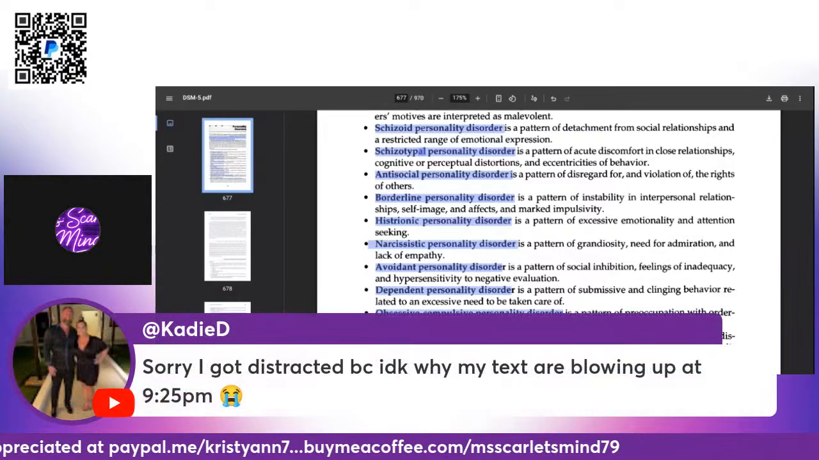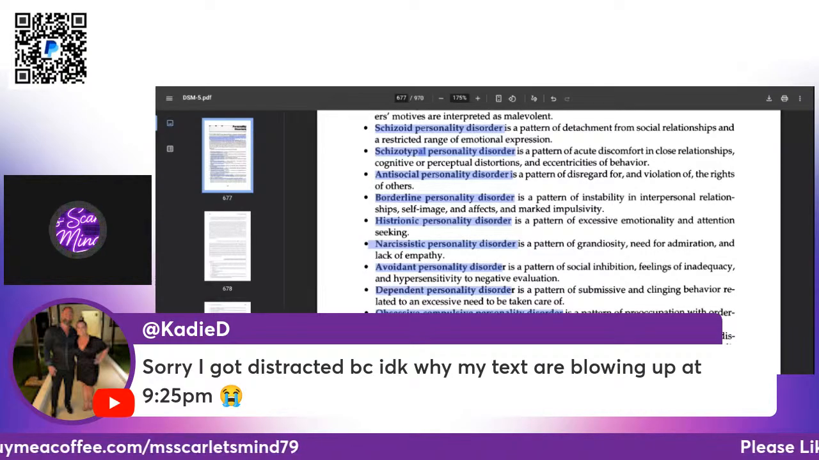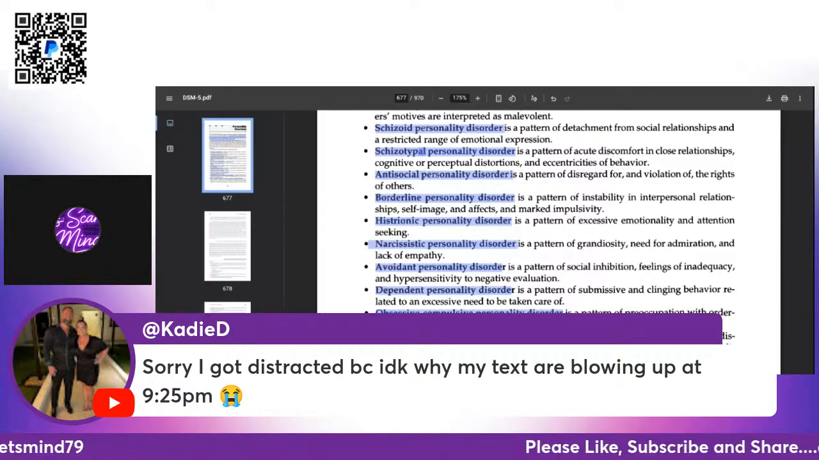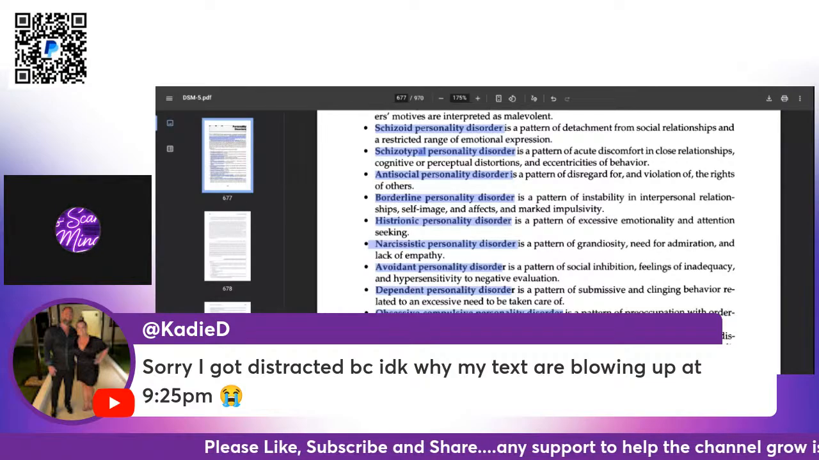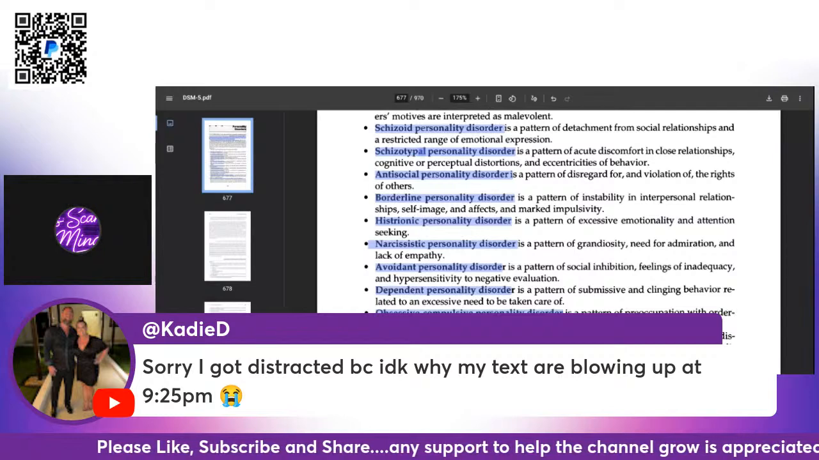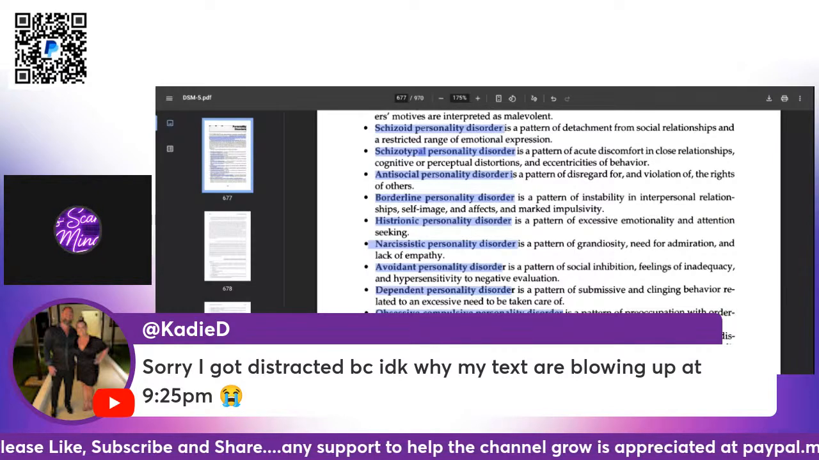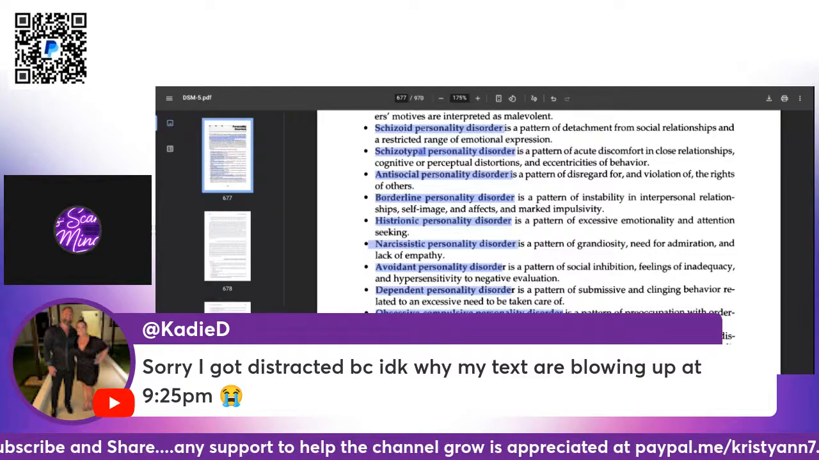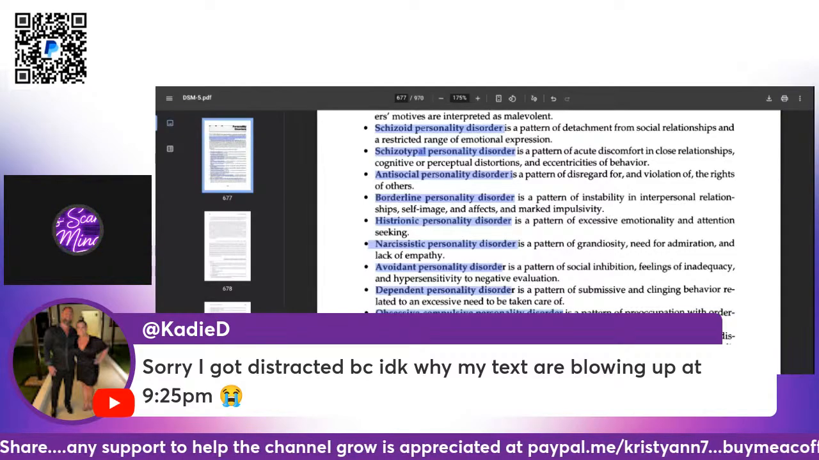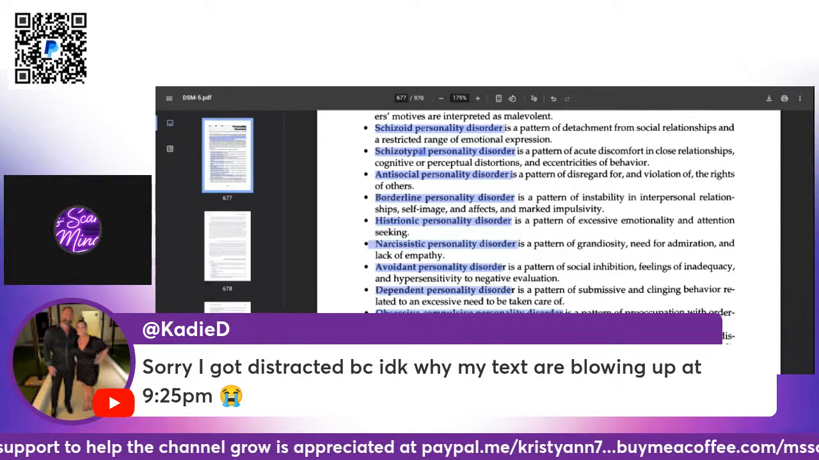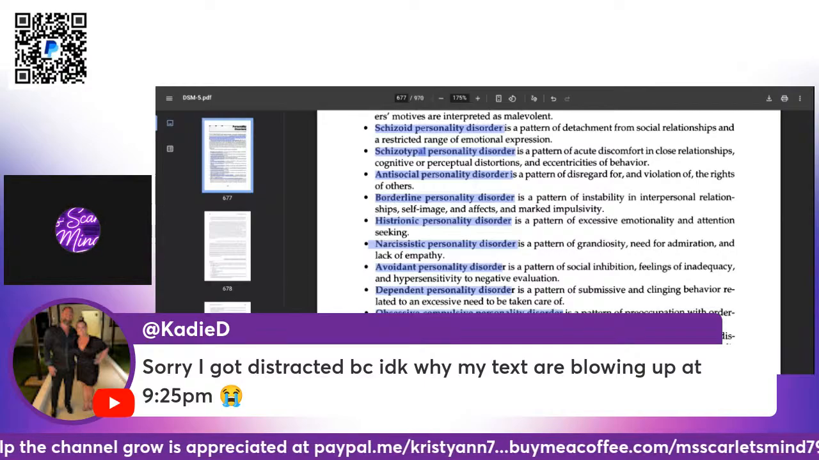That's okay, KDD. She got distracted. Her texts are blowing up at 9:25 p.m. See, this is why I use my focus on my phone. I love it. It stops any incoming texts or calls. Like, I don't want to hear it. I'm not expecting a call from anyone. And everybody knows that I'm not great about checking my texts all the time. So I just tell everybody, when I see your text, I will text you back as soon as I see it.